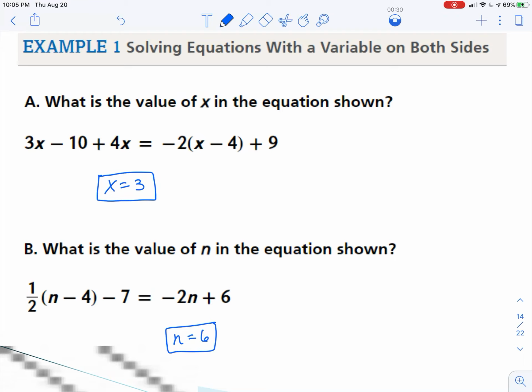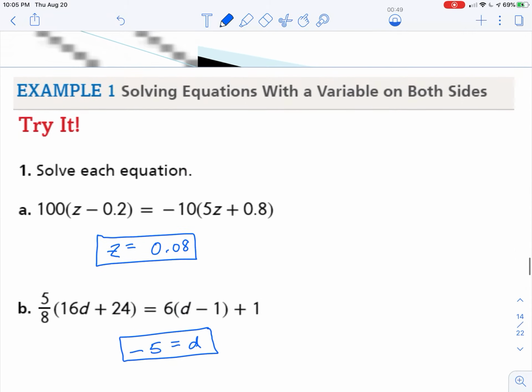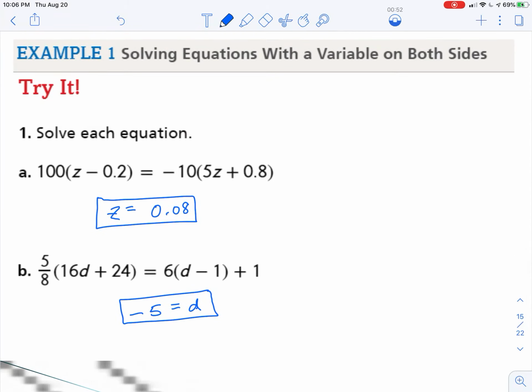On example 1, which we did in class, these were the answers that we came up with. We undid these very long equations to find out what x was equal to in A. We found out that x was equal to 3. This is just to show you what we've already done. In B, we worked together to find that n was equal to 6, and then you did the try it problems. We did all these together in class on Thursday.